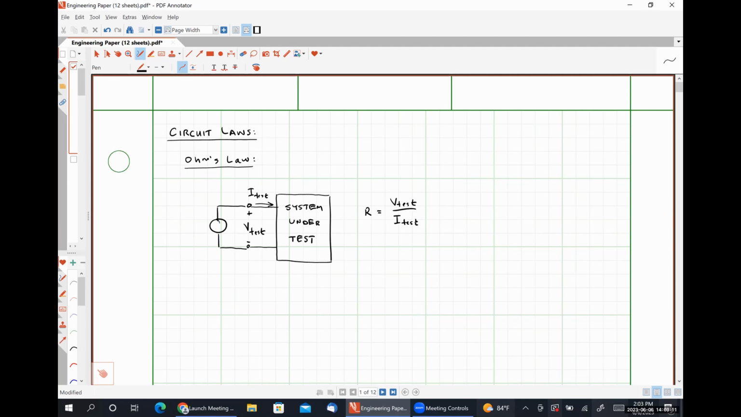to the test current. So from this relationship, we can see that the units of resistance are volts, the unit of voltage, per amp, and we call this an ohm, which has the symbol omega.